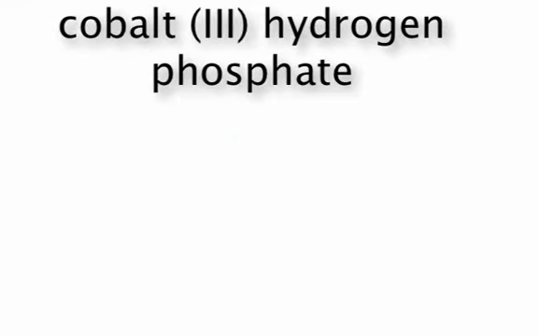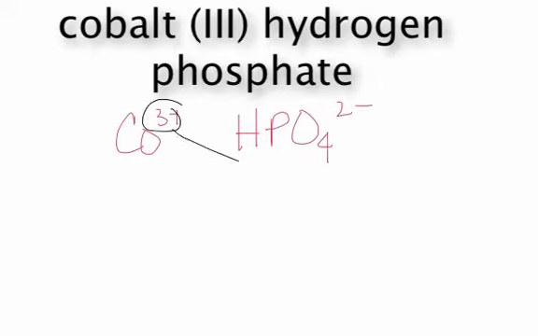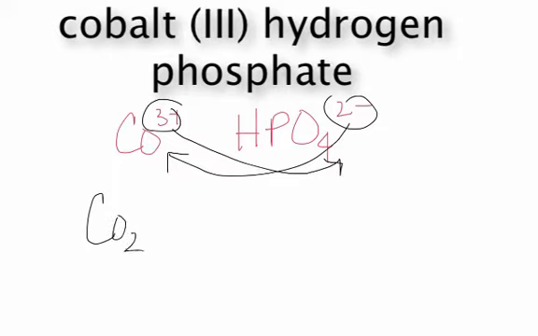Let's try cobalt-3 hydrogen phosphate. Cobalt-3 is Co 3 plus. Hydrogen phosphate is HPO4 2 minus. So what we're doing before is take this and put it down there, take this and put it down there. So you got Co2 parentheses HPO4 3. That is cobalt hydrogen phosphate.